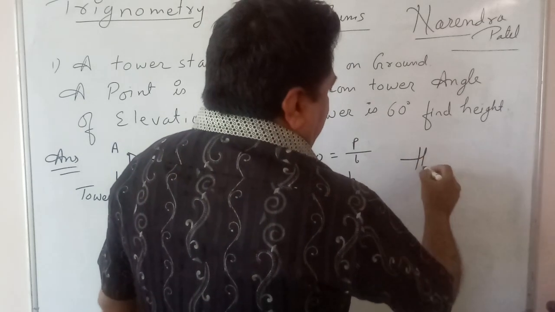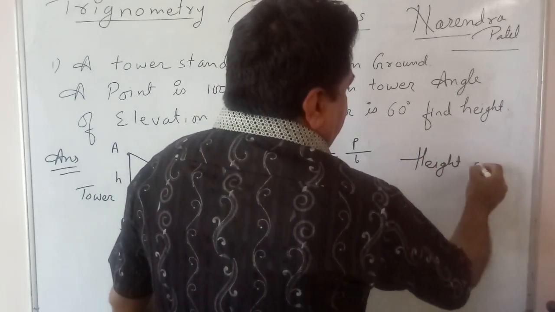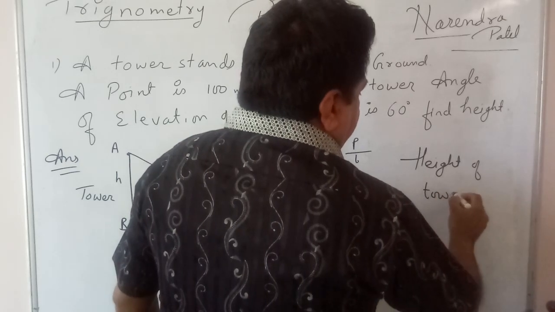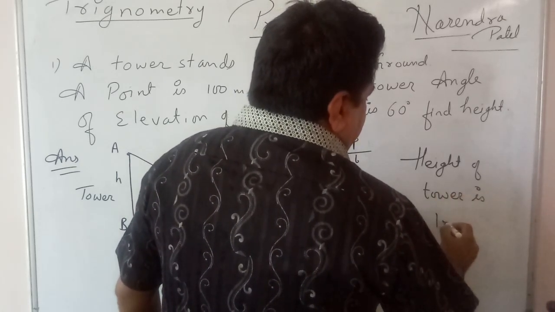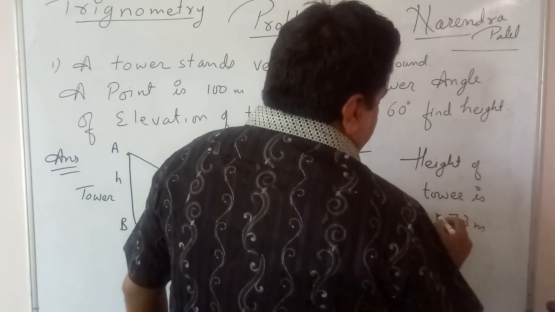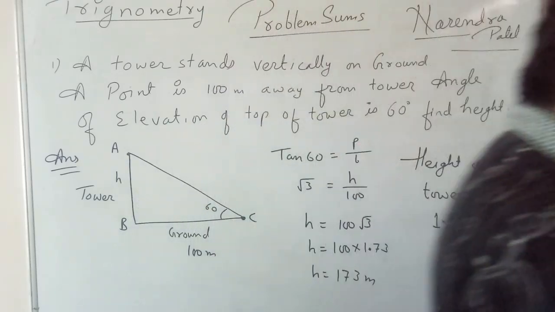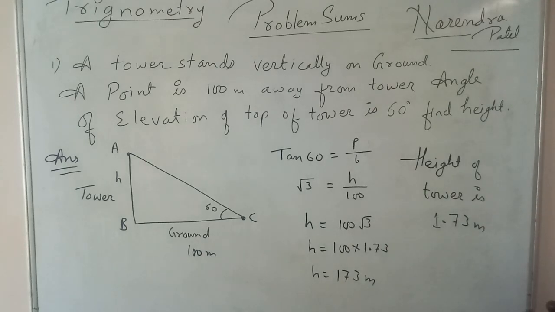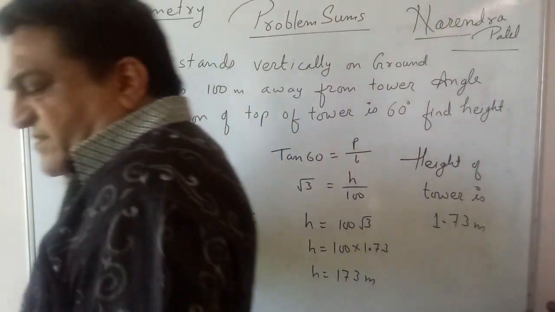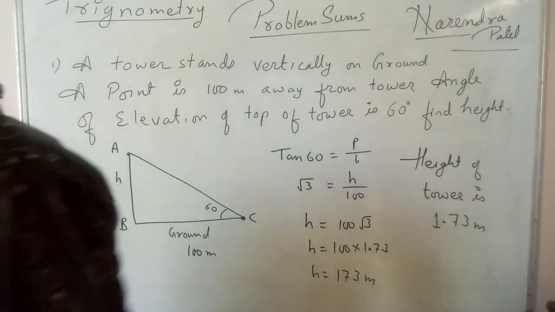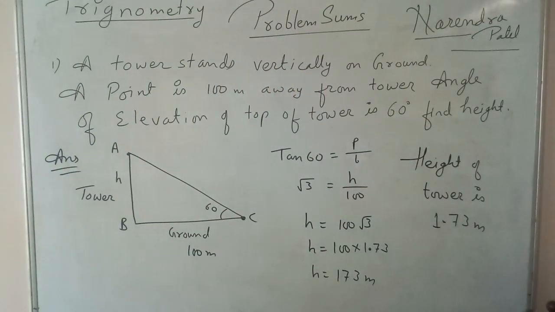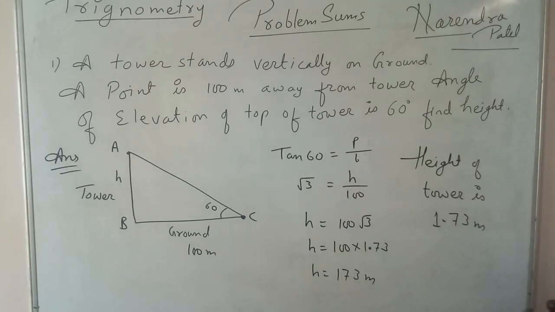So the height of the tower is 173 meters. By taking a trigonometric ratio, we find the height of the tower. Here we have only used the formulas of trigonometric ratio. Like this, you have to read the question, then draw the figure, and from that figure you have to write.